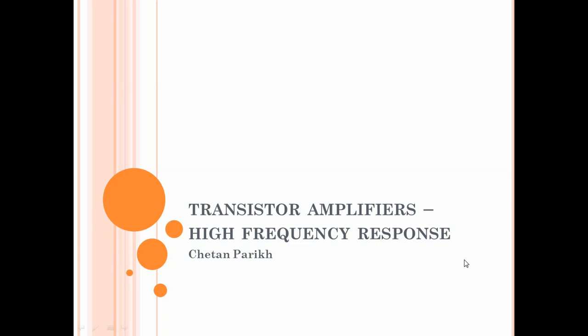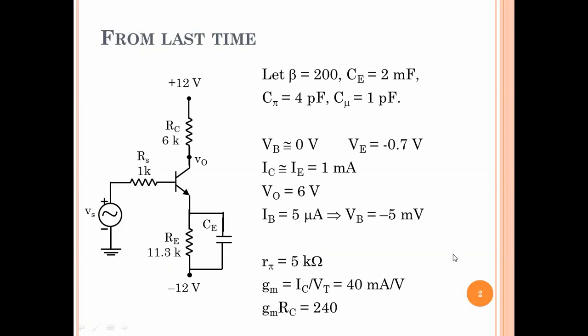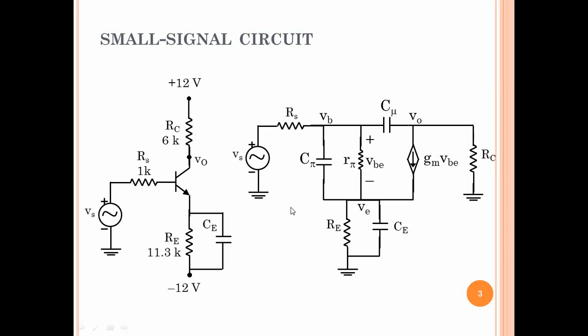So we continue with the study of the frequency response of transistor amplifiers. Last time we had started looking at this circuit and we had studied the low frequency response of this circuit, and first we had derived or analyzed the DC conditions of the circuit, and these are the values we had got. So this is the circuit, the small signal circuit, including all the capacitances.